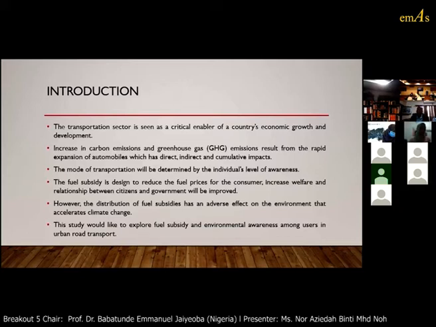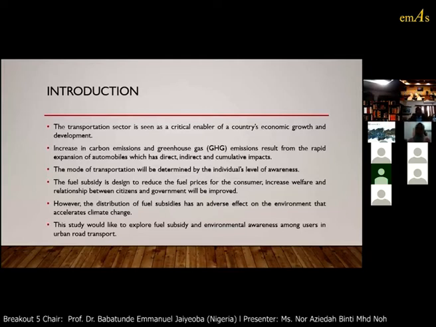Alright, I would like to say in the transportation sector, government provide fuel subsidy in each and every country, but the structure may be different across countries. However, the fuel subsidy is basically designed to lower the cost of the fuel, increase the welfare, as well as improve the relationship between government and also the citizen.